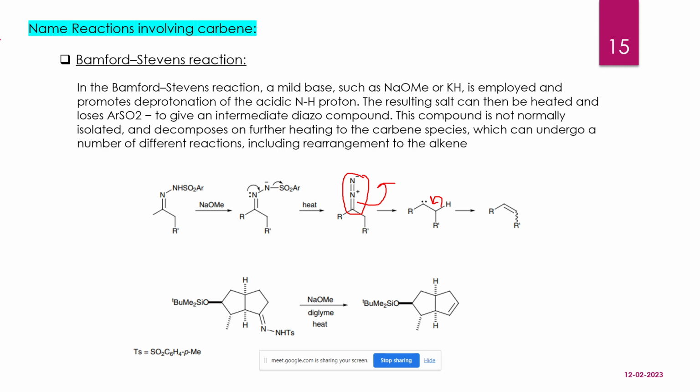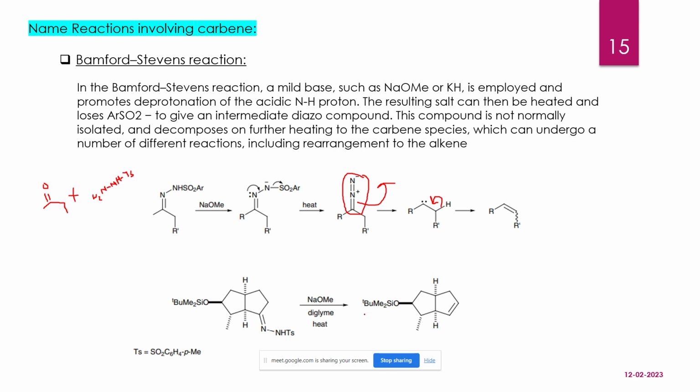This can be formed by just using a ketone plus tosyl hydrazine, or any hydrazine, to get this type of compound, and this is called the Bamford-Stevens reaction.